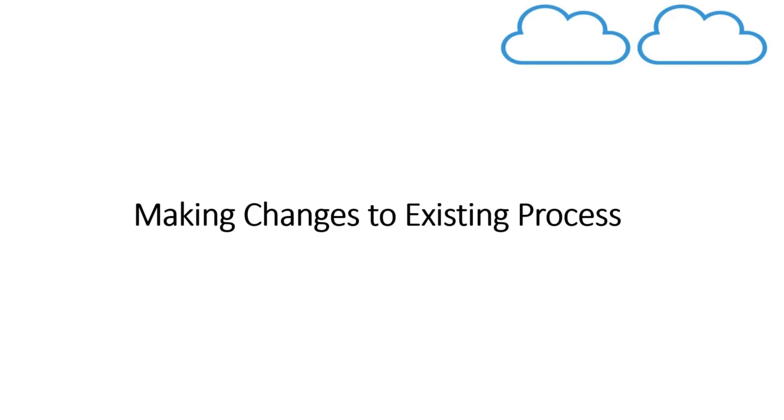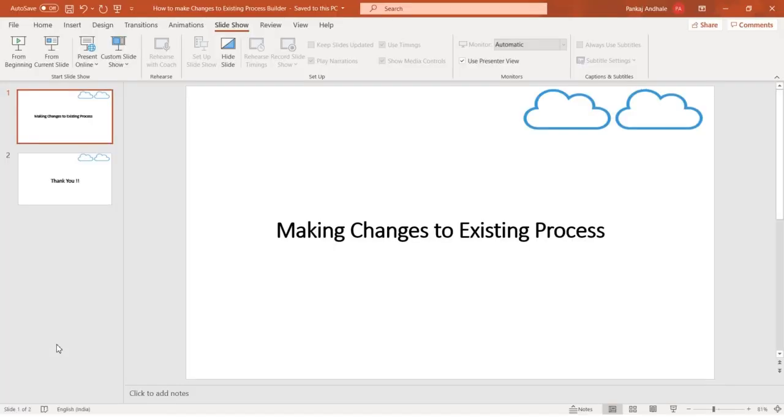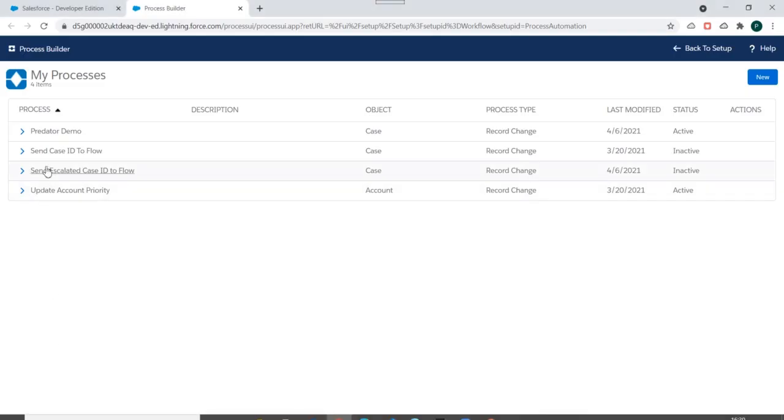In this video series, we are discussing processes. In today's video, we'll see how we can make changes to an existing process. We already have one process, which we created in the previous video, and we have activated it. Now we have to make changes to this process.